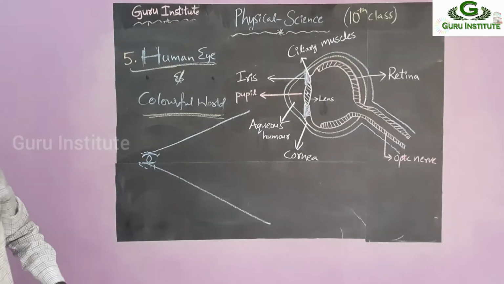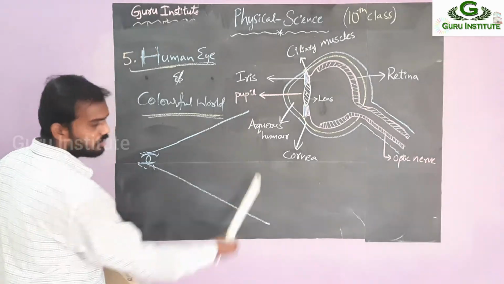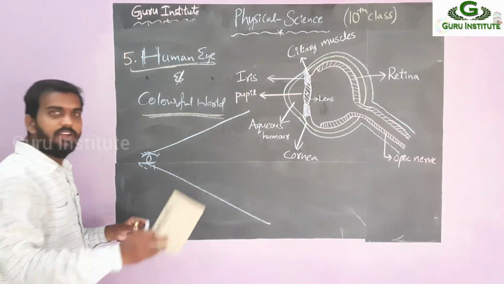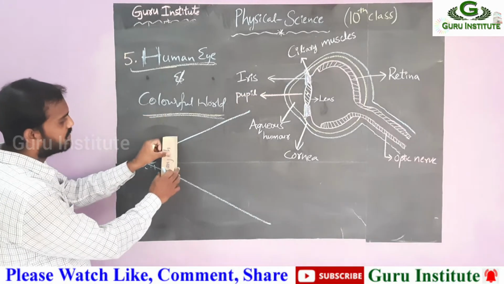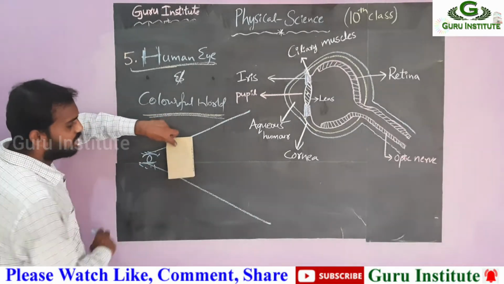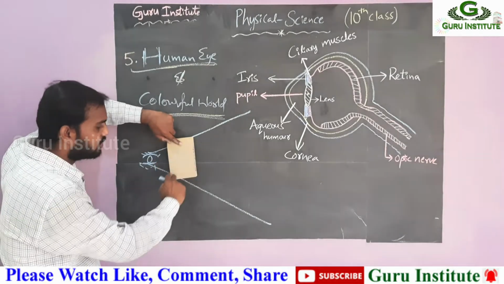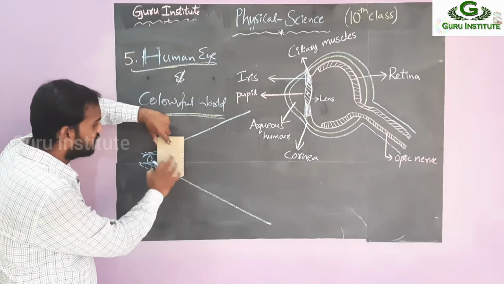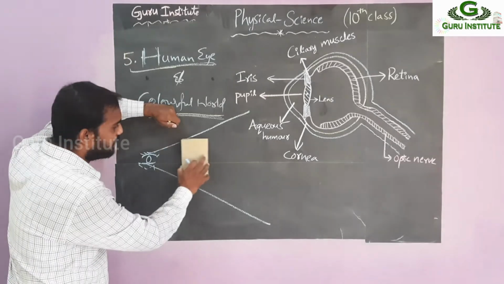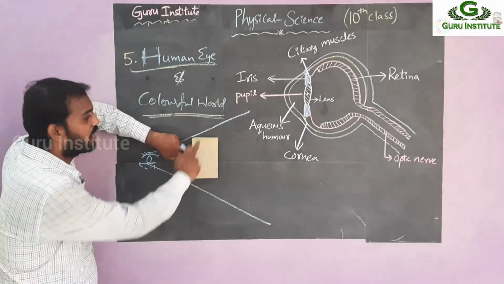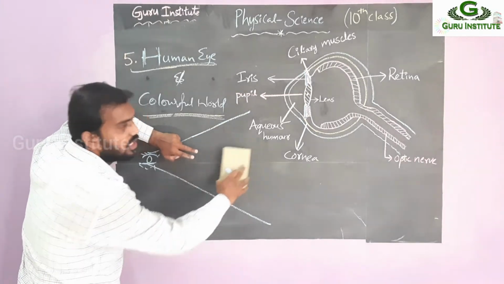Simply take a duster and keep it here. What happened here? Here you can't see the total duster. The top part is removed, the bottom part is removed. If you keep it here, again the same. If you move it gradually like this, what will happen? At this position, you can see the total top and bottom of the duster.